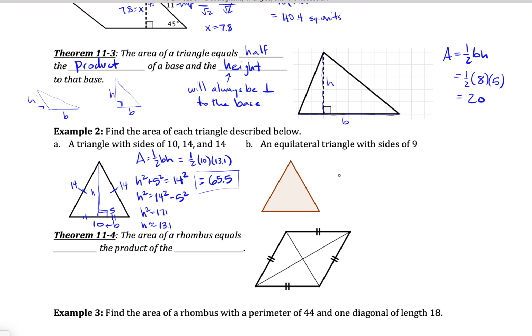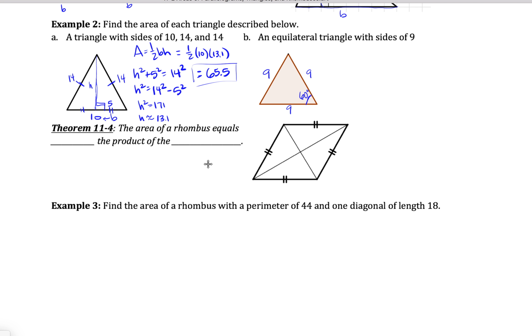You could also use, if you remember when you're doing example B, this is an equilateral triangle, so all these sides are going to be 9. This angle right here will be 60 degrees. And that might be something that you'll want to use as you're doing example B. But right now, let's move ahead to theorem 11-4, where we look at the area of a rhombus.